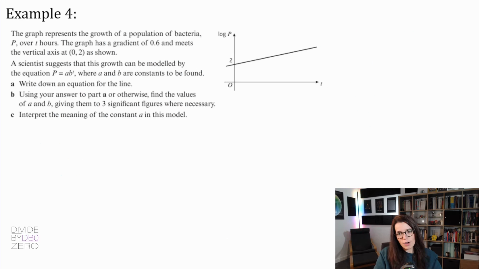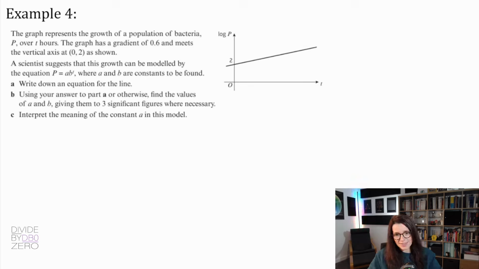Last example. The graph represents the growth of a population of bacteria, P, over T hours. The graph has a gradient of 0.6 and meets the vertical axis at 0,2 as shown. A scientist suggests that this growth can be modeled by the equation P equals A, B to the power of T, where A and B are constants to be found. Part A, write down an equation for the line.